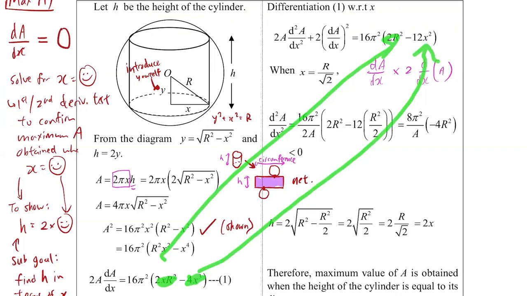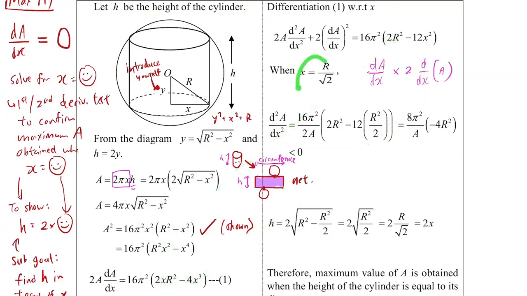Term by term. Good. So now we have the x value r over square root 2, a happy face, you sub in, and then you realize that you will be able to obtain an expression like this. How did they do that? They had to figure out what is dA by dx first. Because what they did is they made d2a by dx squared a subject by bringing this term over and then divide by 2a. So they had to figure out what's the value of dA by dx first. In this case, can you tell me what's the dA by dx value when x is equal to r over square root 2?